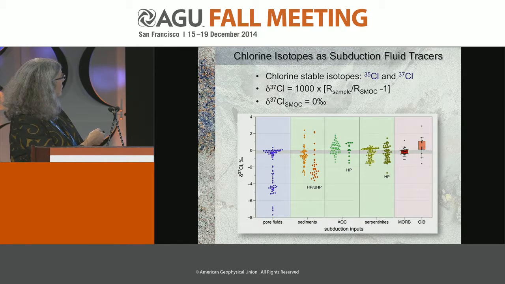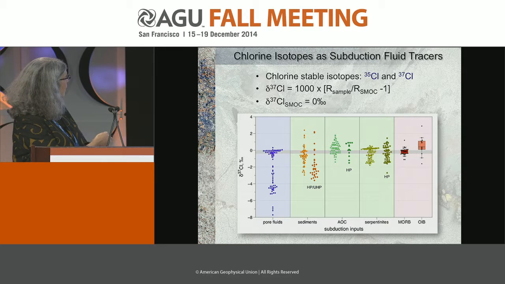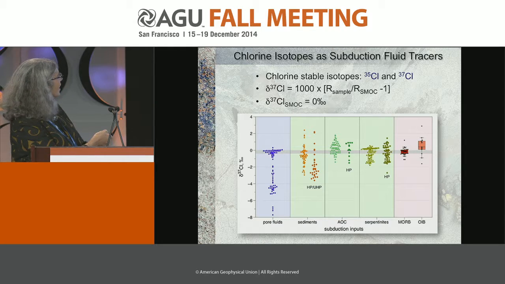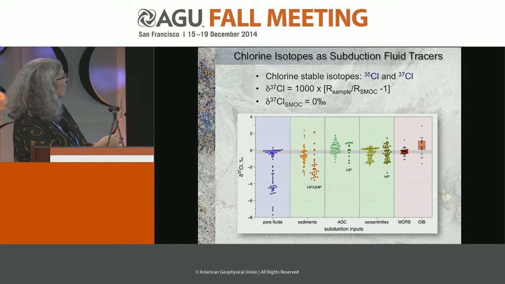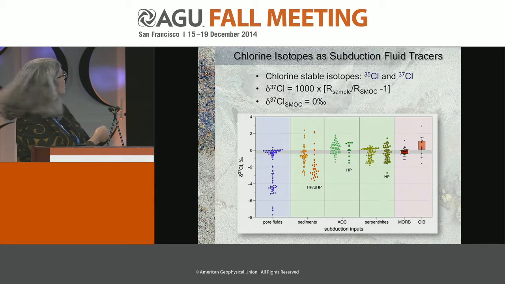Here we have sediments, oceanic sediments, and high and ultra-high pressure metasedimentary rocks, altered oceanic crust from modern crust, and a few high-pressure metamorphic equivalents, ocean serpentinites, seafloor serpentinites, high-pressure metamorphic equivalents, mid-ocean ridge basalts, and some data from ocean island basalts. And when you just look at this plot, here's seawater, and most of what we think is the mantle is in this gray band right here.